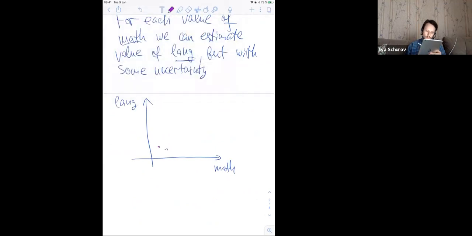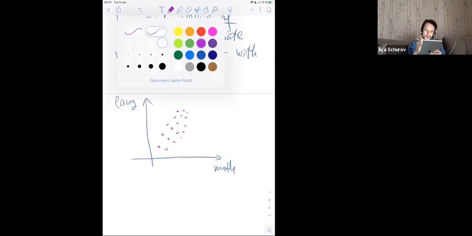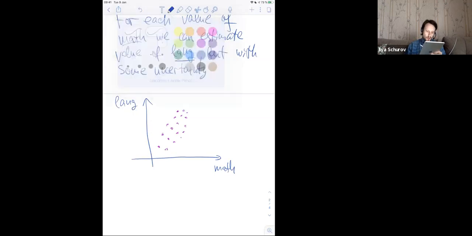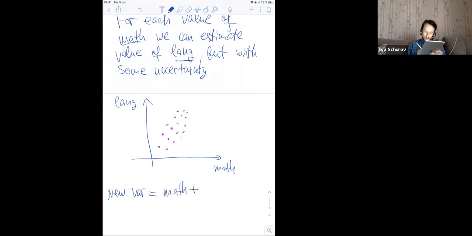So I have some points here. And now let us consider a new variable, which is just math plus lang. Again, we have some numbers here: 10, 20, 30, 40, 50.